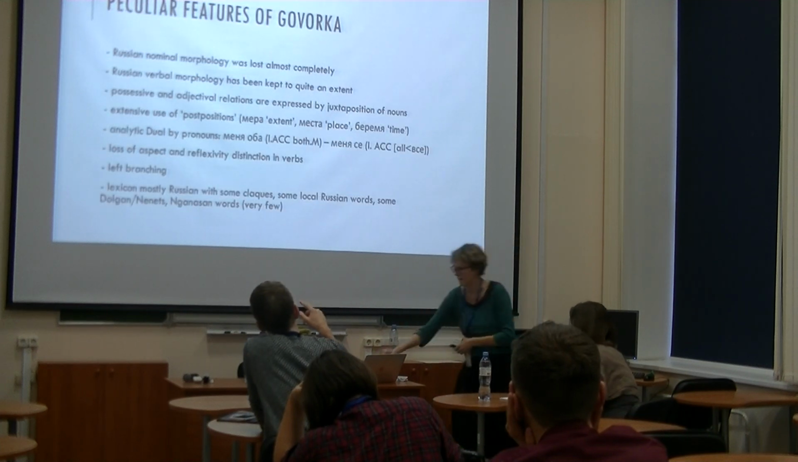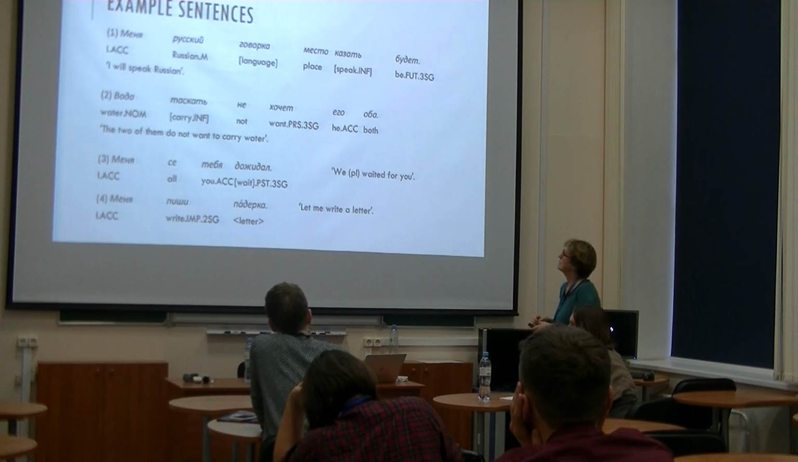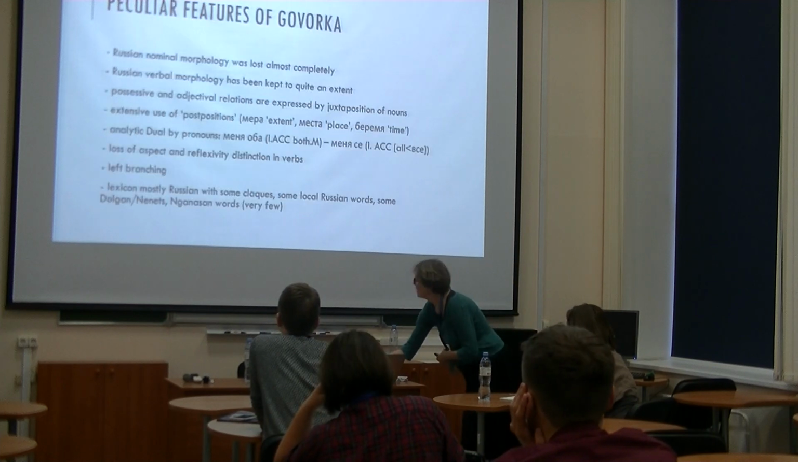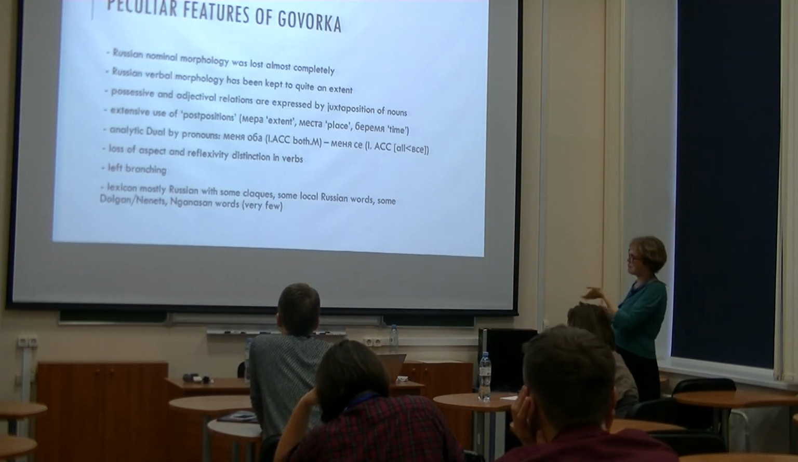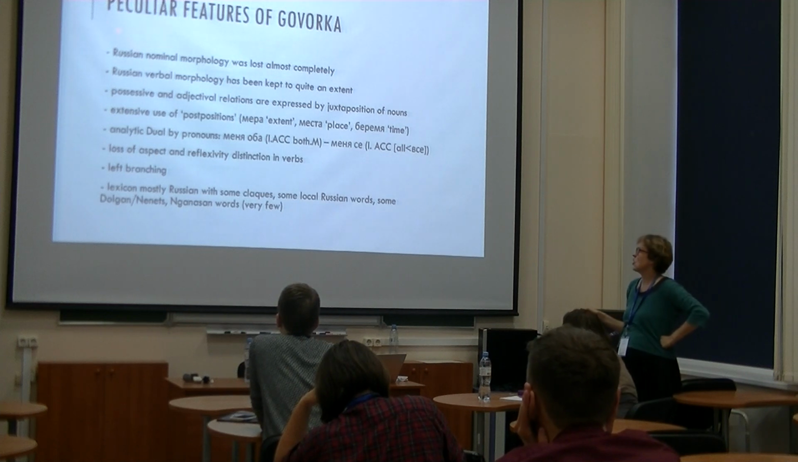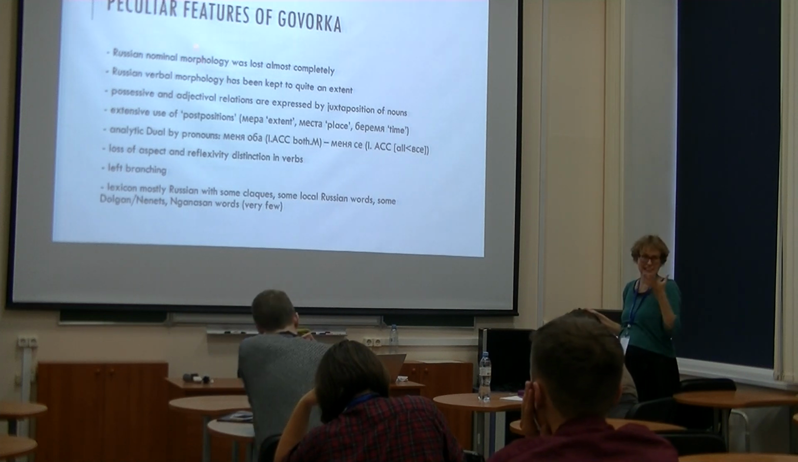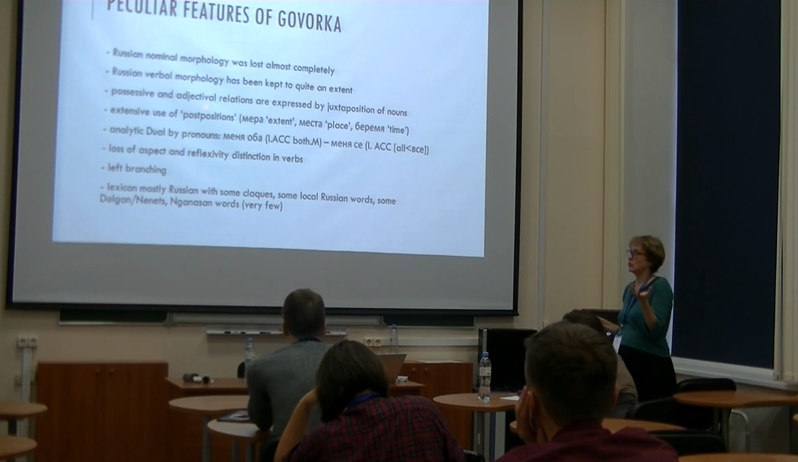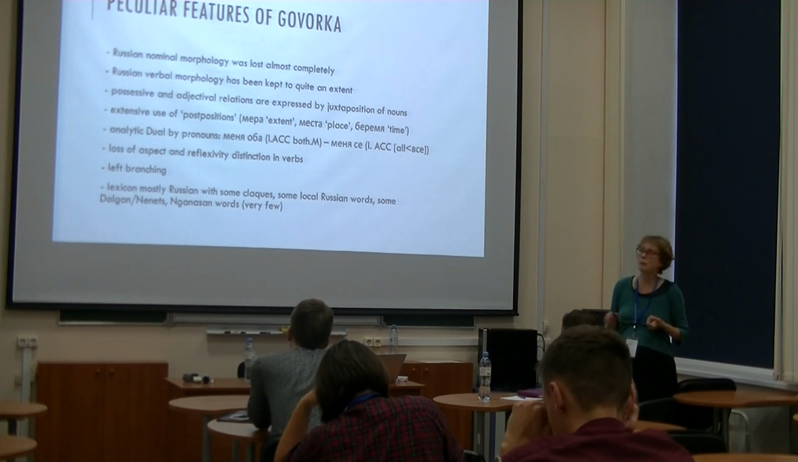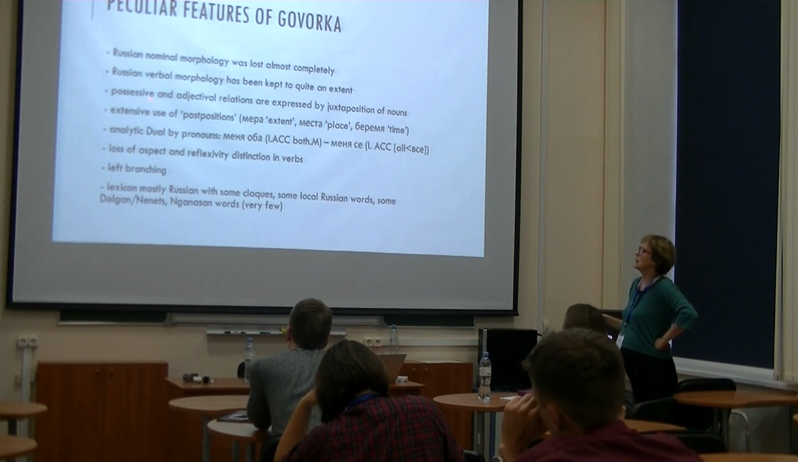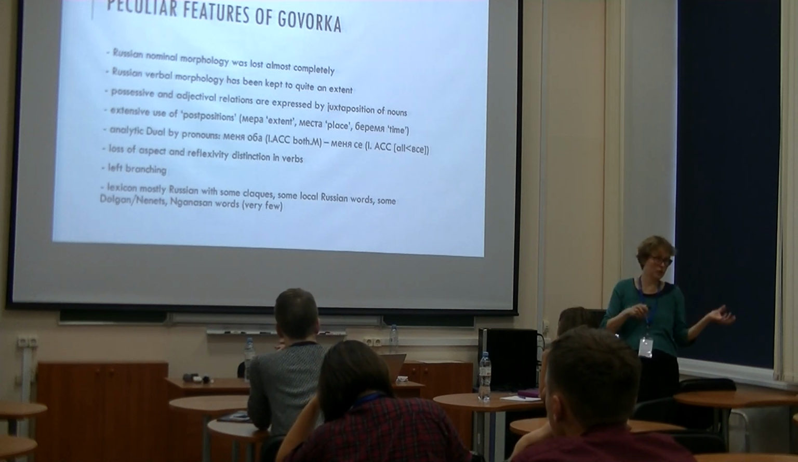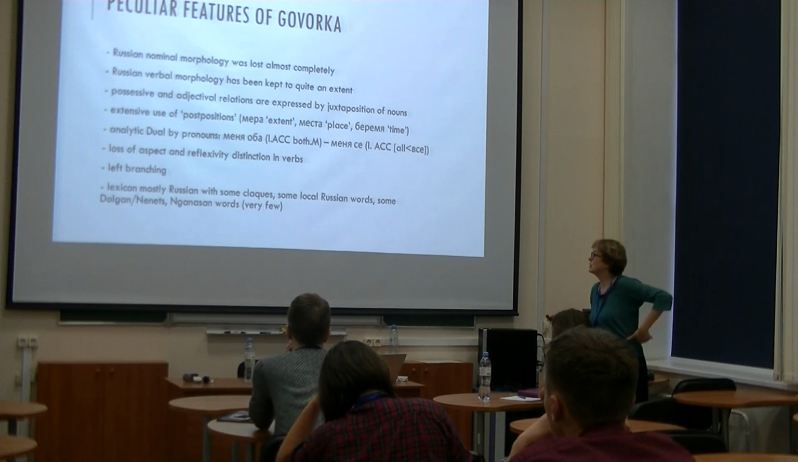Sorry, about example one. Is место a postposition in that example? Yes, it is. So now we've seen the examples, and you see that the Russian nominal morphology has been lost in the sense that the cases and the number marking was lost. And then some verbal morphology has been retained, like the distinction between indicative and imperative, for example, but not all of them, of course. And possessive and adjectival relations are expressed by just juxtaposition of nouns, and of course gender agreement like Ruski Govorka has been lost as well.